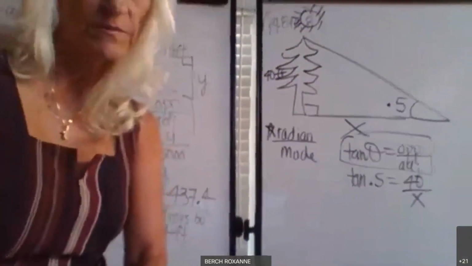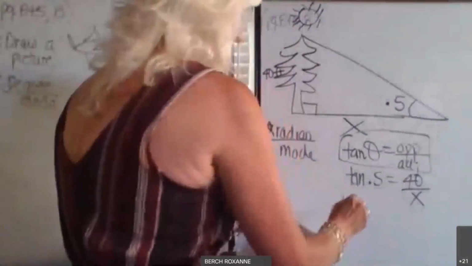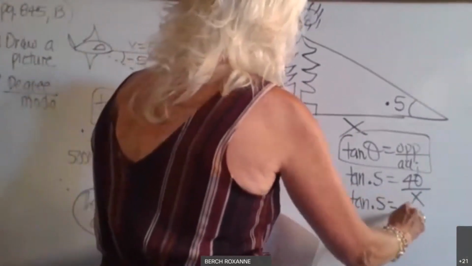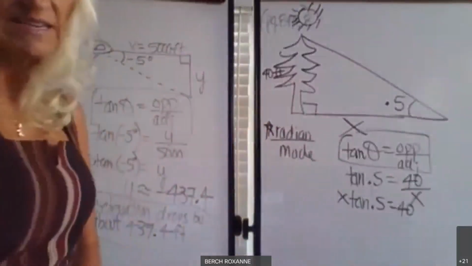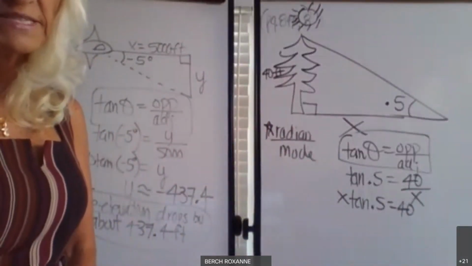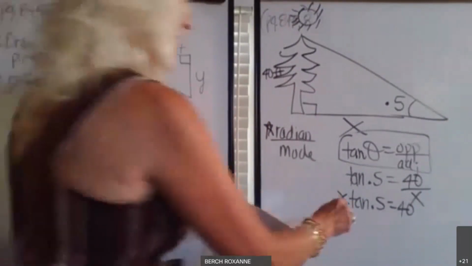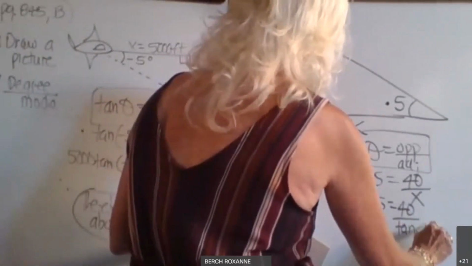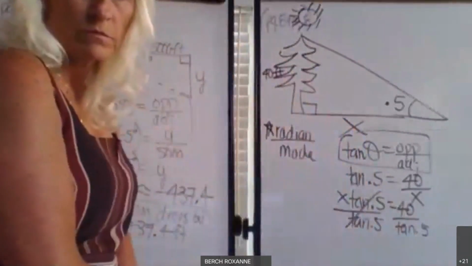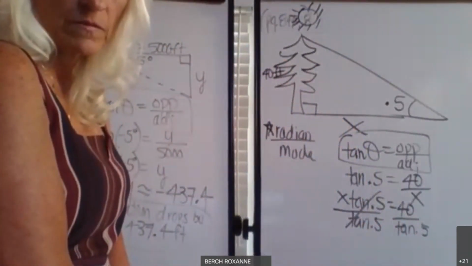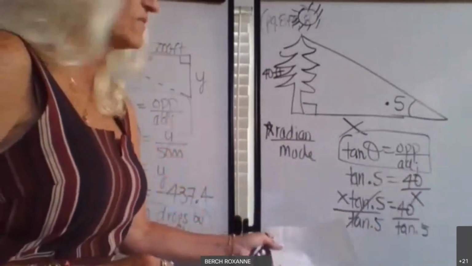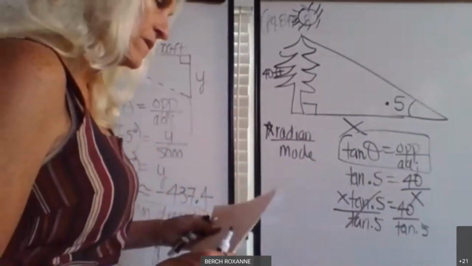This is a little bit more difficult. What do we do? Multiply both sides by x, or set up a proportion. And now we're going to divide both sides by tangent of 0.5 to solve for x. You follow me or no? I multiply both sides by x, it goes away and I get that. Now divide both sides by tangent of 0.5. So what is 40 divided by tangent of 0.5?